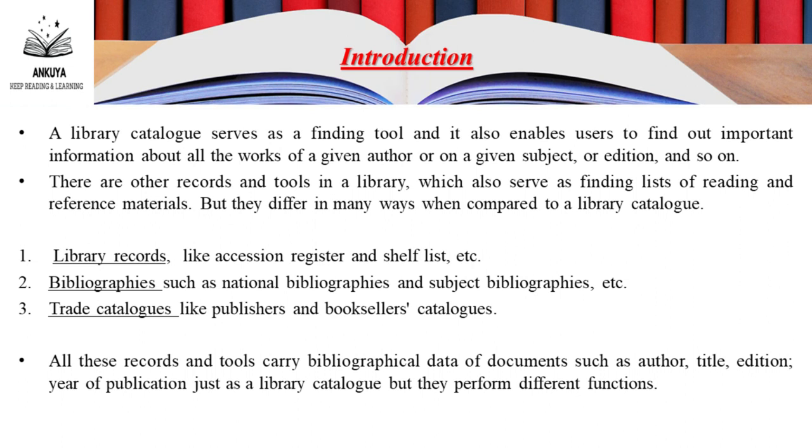Library records, like accession register and shelf list, etc. Bibliographies such as national bibliographies and subject bibliographies, etc. Trade catalogues like publishers' and booksellers' catalogs. All these records and tools carry bibliographical data of documents such as author, title, edition, year of publication just as a library catalog, but they perform different functions.